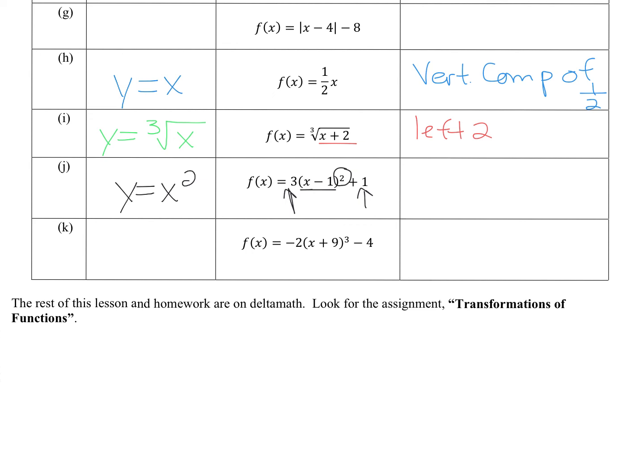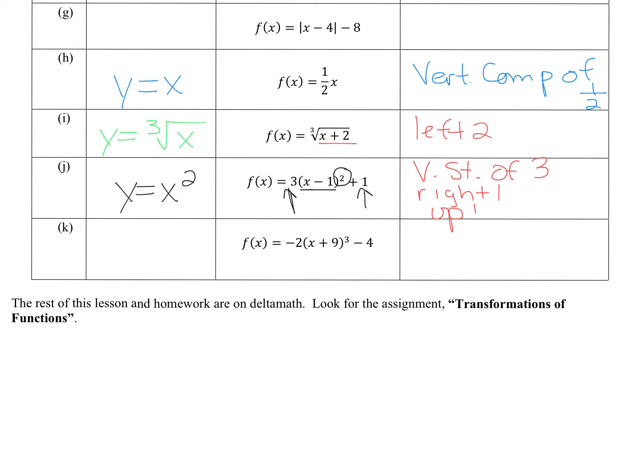So I'm going to start with the multiplied part. I'm going to start with a vertical stretch. So I'm going to abbreviate. This is vertical stretch of 3. In the parentheses is -1, so that's going to move right 1. And at the end is +1, so that's going to move up 1. So those are our 3 transformations.